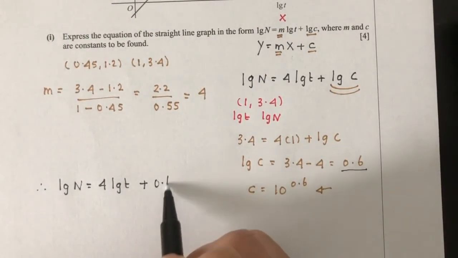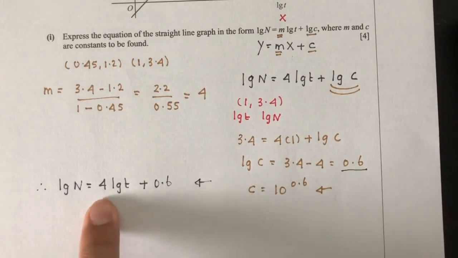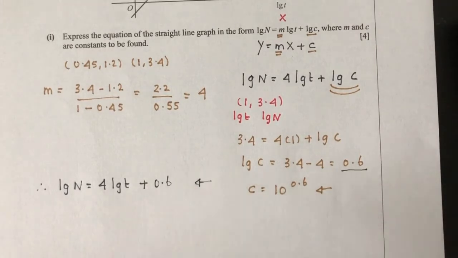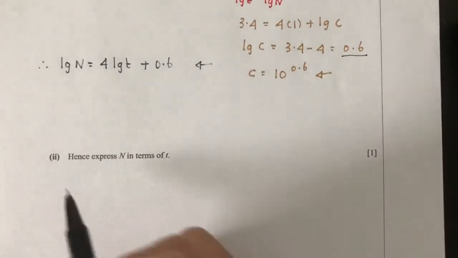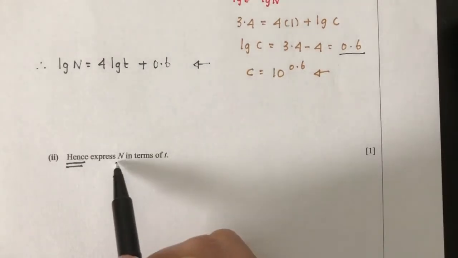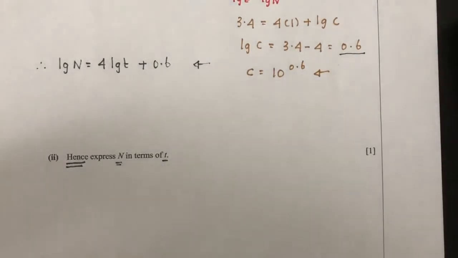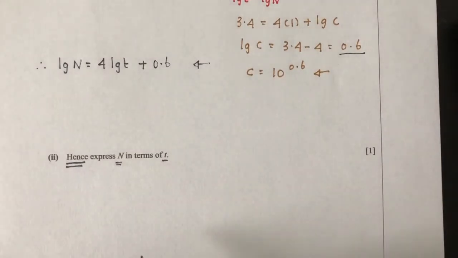So that will be your equation of the straight line with a gradient of 4 and the y-intercept of 0.6. That is for part 1. Now for part 2, hence, whenever you see hence, it means using part 1, express n in terms of t. So we have to make n the subject of the formula. So how can we do that?